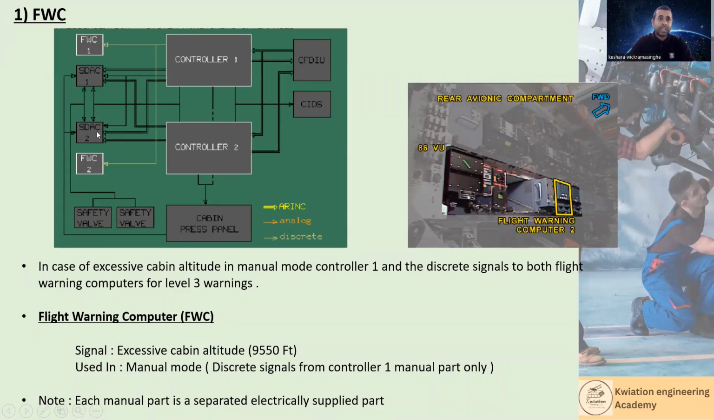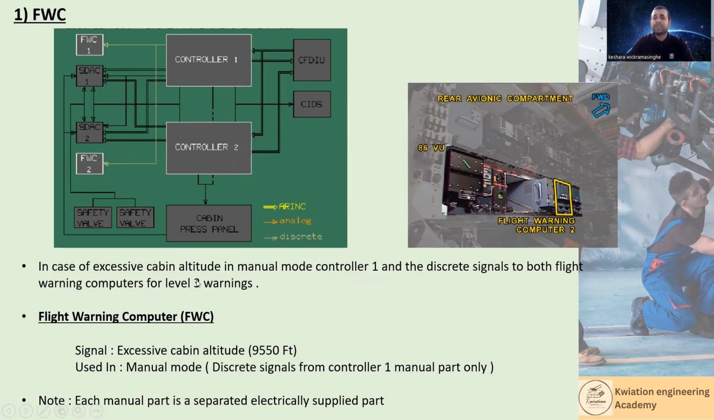You can see there are 2 flight warning computers, and the controllers send discrete signals to flight warning computer 1 and flight warning computer 2. This is the rear avionics compartment, situated in the 86VU rack. This is flight warning computer number 2. In case of excessive cabin altitude in manual mode, controller number 1 sends discrete signals to both flight warning computers for level 3 warnings.